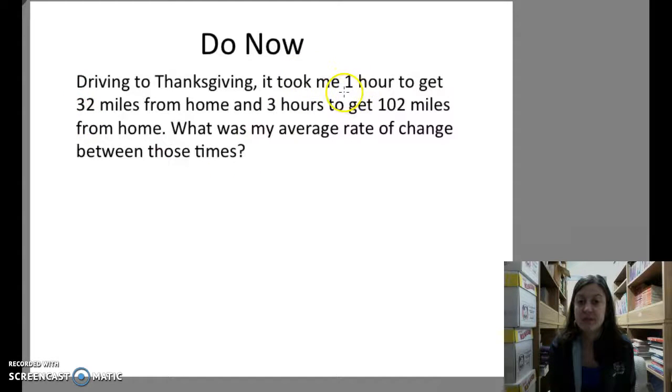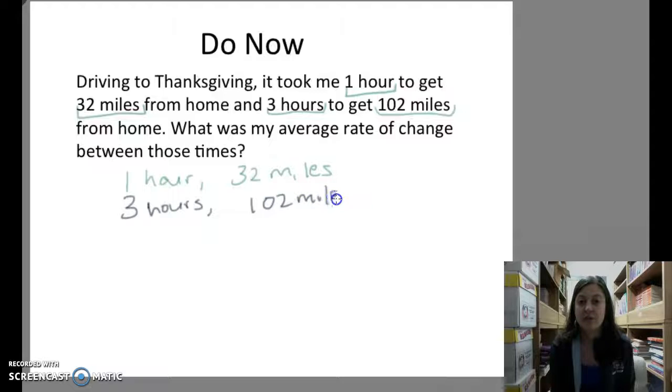So the two pieces of information we have here is that in 1 hour you went 32 miles, and then after 3 hours you went 102 miles. So those are the two big pieces. So 1 hour was 32 miles. Use a different color. And then 3 hours was 102 miles. So what is the average rate of change between those two times?